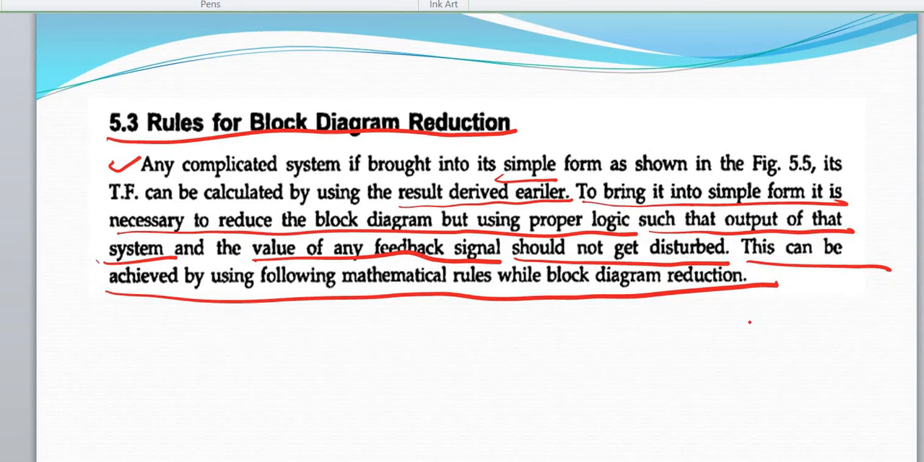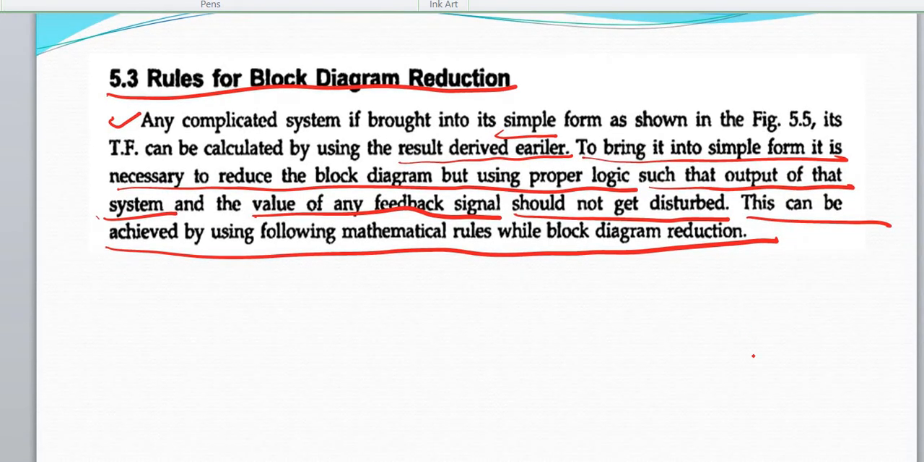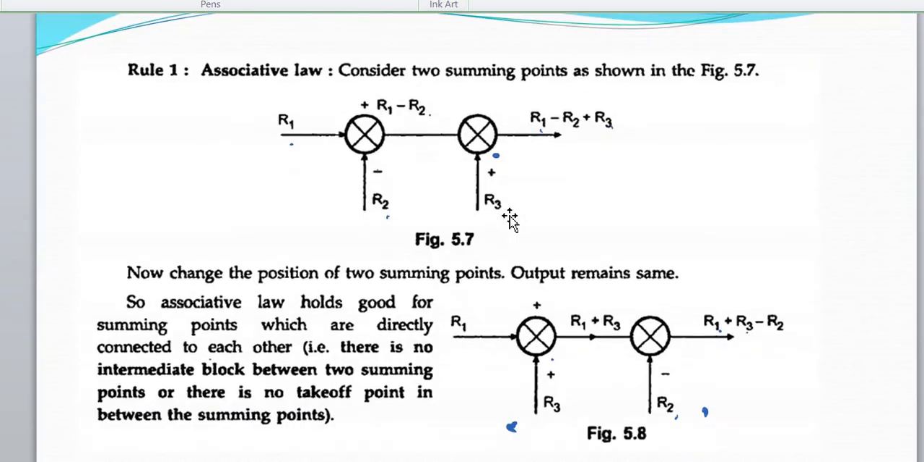So now I will be dealing with the block diagram reduction rules one by one. Okay. These rules I have also explained in your online class. Please go through the video lecture. Whatever you have not understood in the online class, you can go through this video lecture. So rule 1. Okay. Rule 1, the associative law.